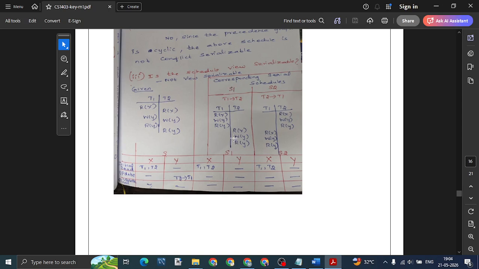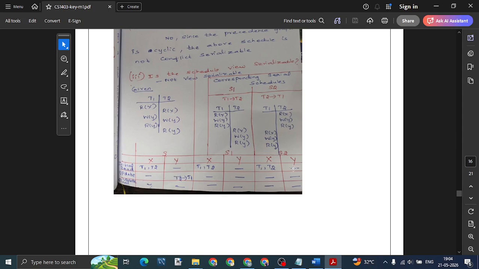For the value Y, the transaction T2's written value is read by T2. So T2 to T2 is not necessary; you have to check for different transactions only. Since this is the last read, it is not performing as the given schedule.